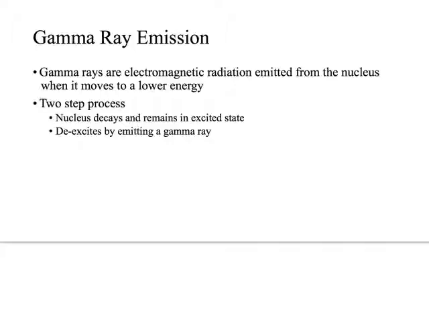And then another form, and it's very important to us, is gamma ray emission. This is primarily what we want to mess around with for nuclear medicine and for most therapeutic purposes. Because when we're talking about particles, alpha particles, beta particles, all that kind of stuff, they have the potential to get very messy. Gamma rays are fairly clean.